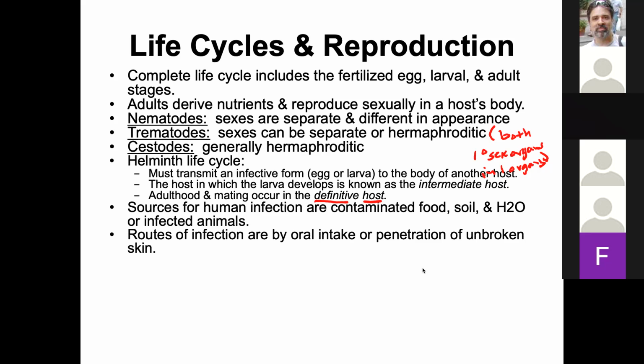Routes of infection: oral intake, or penetration of either broken or unbroken skin, right? Some of these are nasty enough that they can go through intact skin. Example would be hookworm, okay?